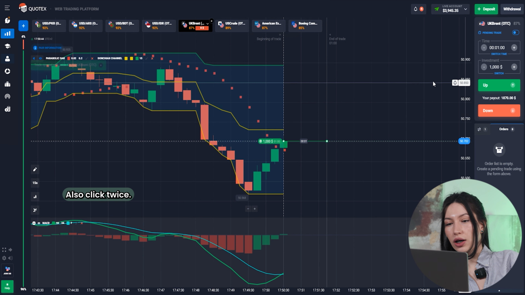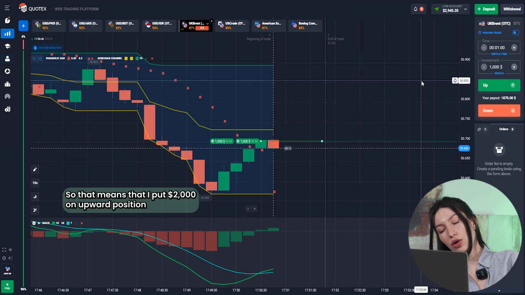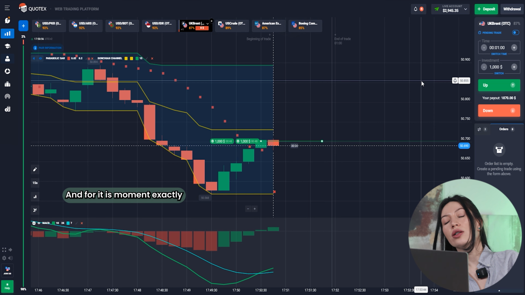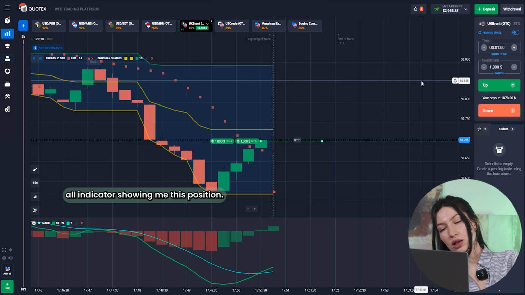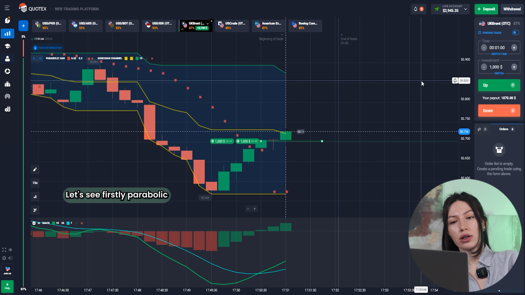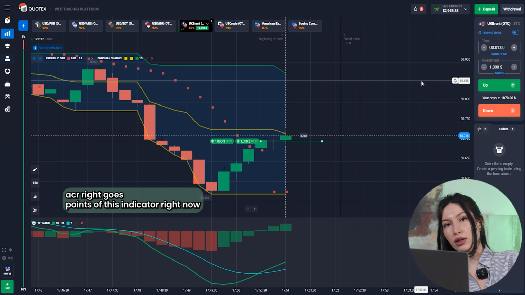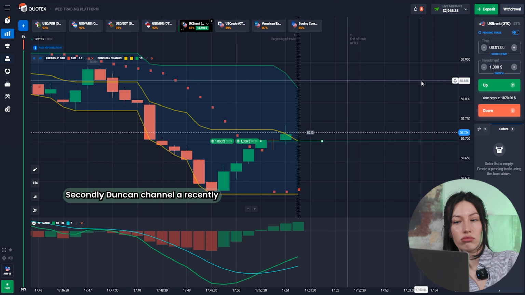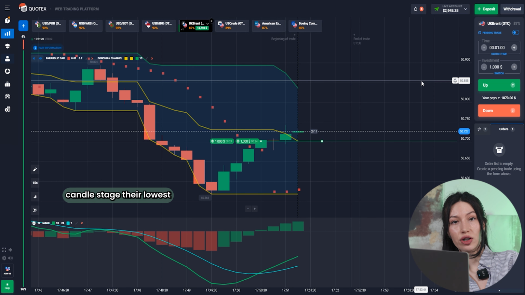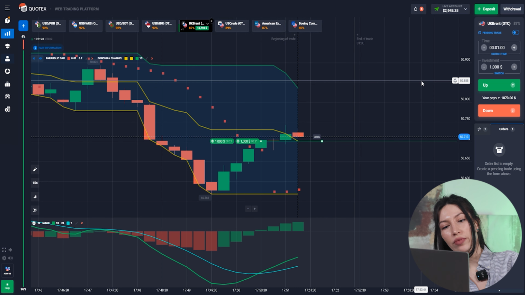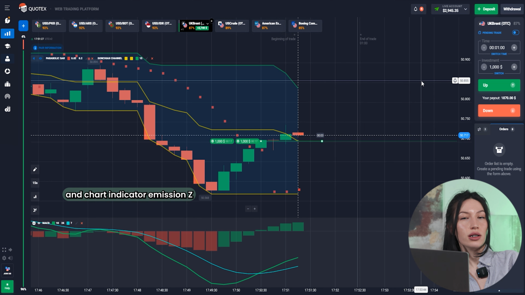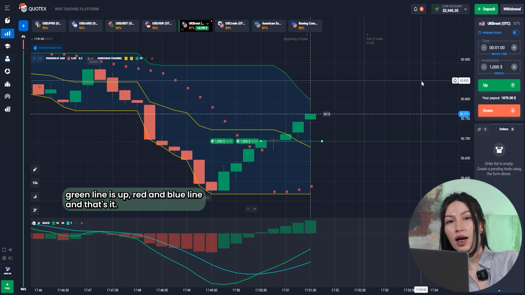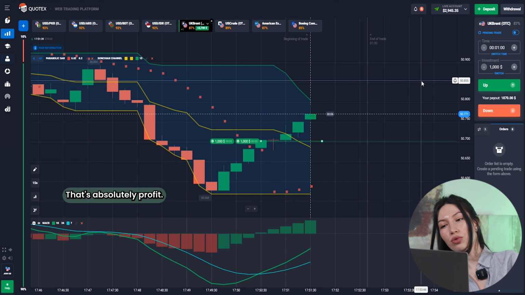Next trade here, also I clicked twice, so that means that I put $2,000 on upward position, and I can see that I made an absolutely right decision, guys. And for this moment, exactly all indicators are showing me this position. Let's see. Firstly, parabolic SAR, right? Because points of this indicator right now are under the chart, so that's a signal for upward position. Secondly, the Donchian channel. Recently, candles touched the lowest line of this indicator. Right now, they will go up. Third indicator, MACD, also. I clicked on up when I saw that lines of this indicator decided to cross each other, and right now the green line is above the blue line, and that's it. That's absolutely profit it should be.